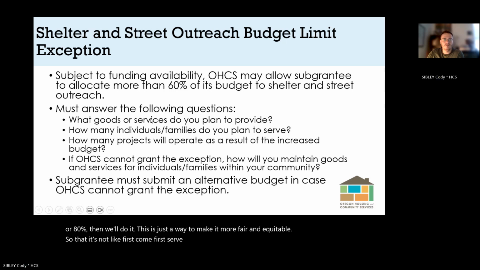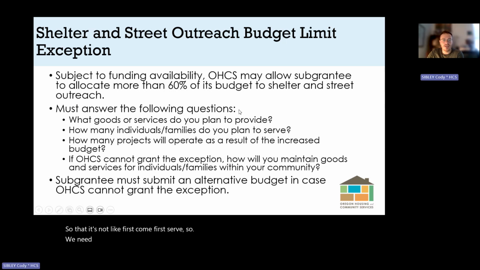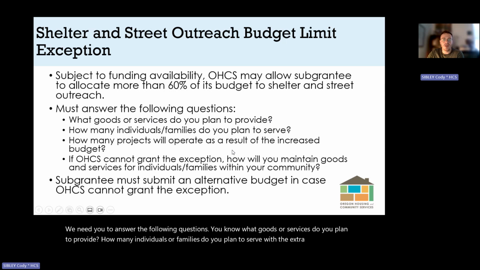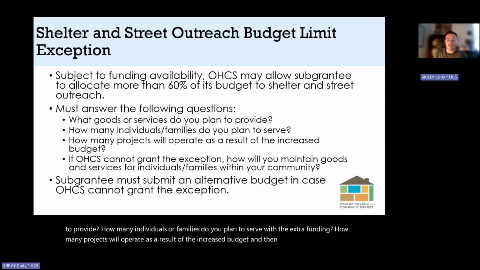So we need you to answer the following questions. What goods or services do you plan to provide? How many individuals or families do you plan to serve with the extra funding? How many projects will operate as a result of the increased budget? And then if we can't grant the exception, basically, what is your backup plan? How do you plan to maintain goods and services within your community?